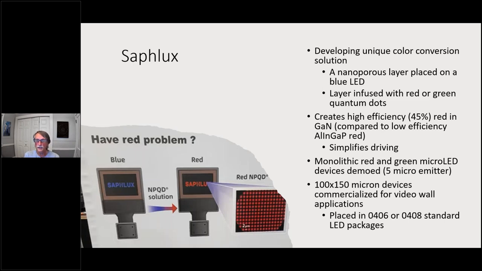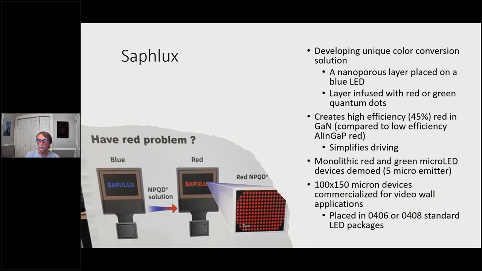So Saflux is an interesting company as well. I talked about this red conversion problem. What they do is take a nano porous layer that they put on top of the blue LED, and then they infuse red quantum dots or green quantum dots, depending on what color you want to convert to. This nano porous layer is supposed to create very high efficiency, 45%, compared to the AlInGaP red, which is probably single digit efficiency.